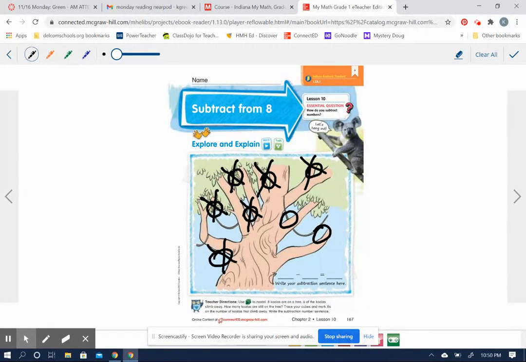And so how many of them are left? Yeah, we have these 2 right here that are left in the tree. So now we need a subtraction number sentence down here at the bottom. How many koalas did we start with? 8, yes. And how many climbed away? 6. And how many were left? You got it, 2. Okay, we're going to do some more practice.